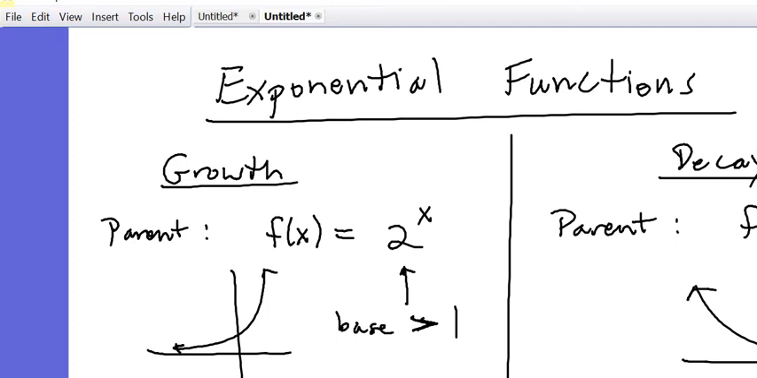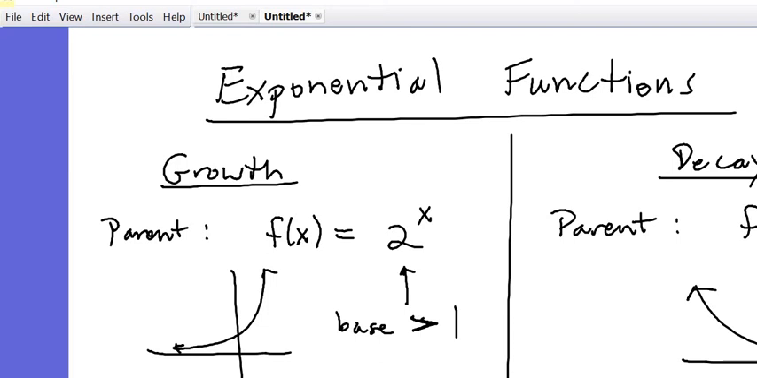A decay function is going to have a base that is between 0 and 1. B stands for base, by the way. So the base is greater than 0, but it's less than 1. Notice I'm not including any negatives right now. If we have a negative out front, that's going to result in the reflection, but I'm not worried about that yet.